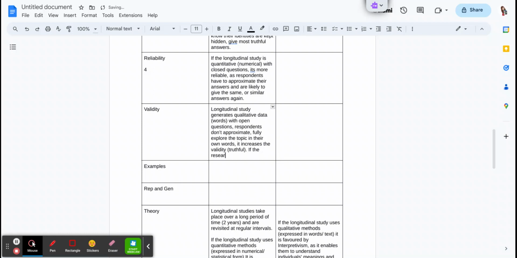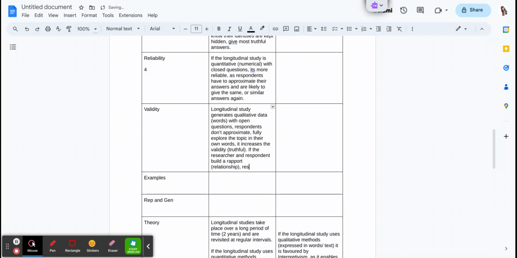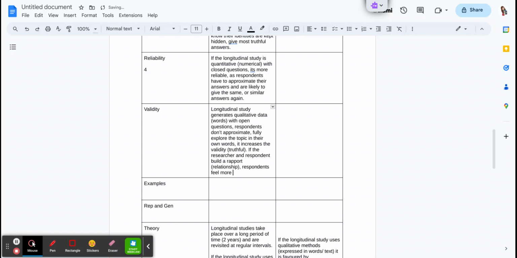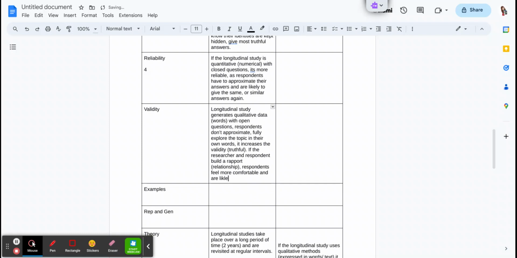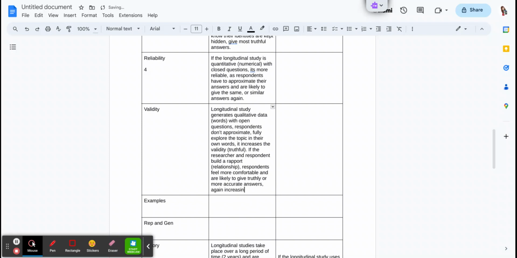If the researcher and respondent build a rapport or relationship, respondents feel more comfortable and are likely to give truthful or more accurate answers, again increasing the validity.